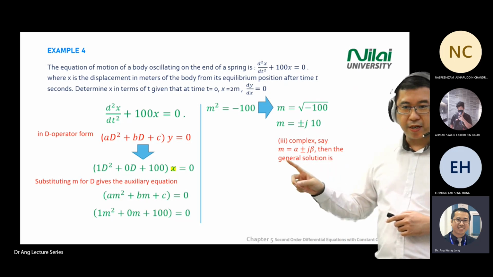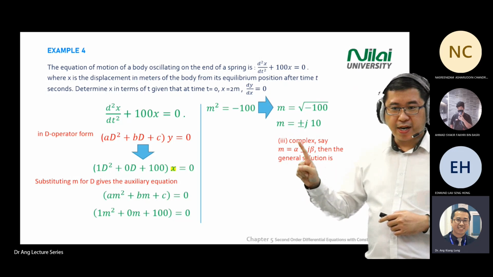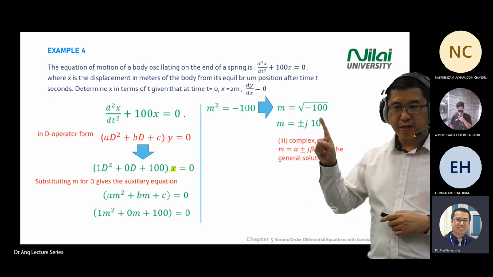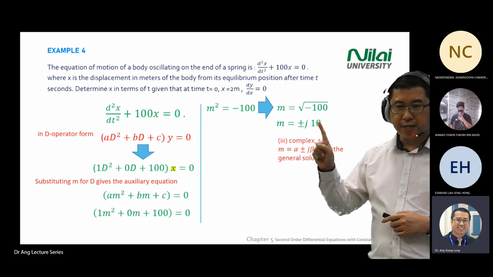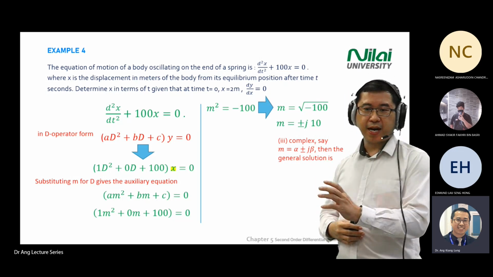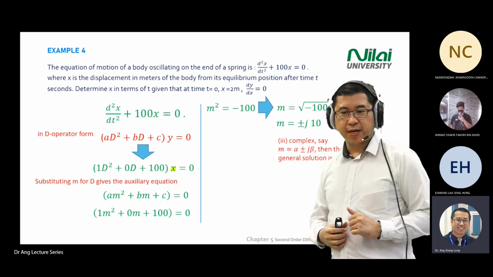And then look at here. Compare side by side. What is your m? What is your alpha? What is your beta? j is j, so your alpha is 0 and your beta is 10. In the answer, you have to tell me what is your alpha and what is your beta. Each one maybe half a mark, together 1 mark.